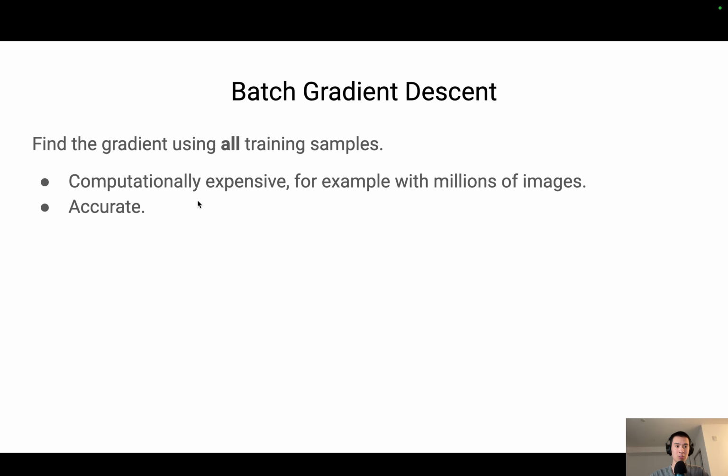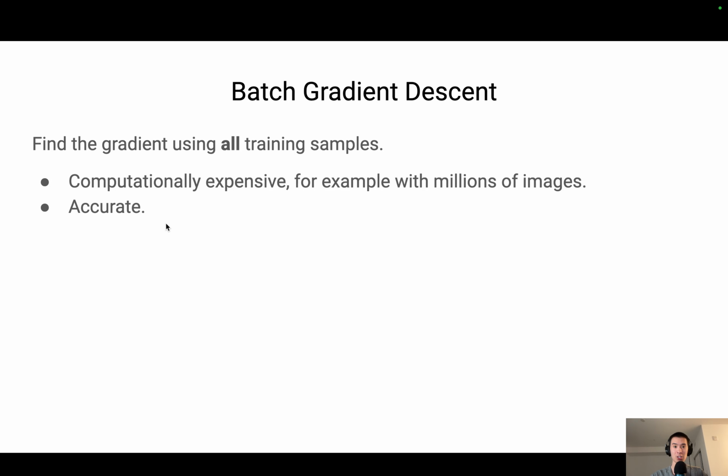In this, you find the gradient using all training samples, but this can get computationally expensive, for example, with millions of images. So imagine we're trying to train a model to determine if this is a picture of a dog or a cat, and we have thousands or perhaps millions of images to train on. If we have to use every single image to calculate the gradient, this can get computationally expensive, but it's fairly accurate.